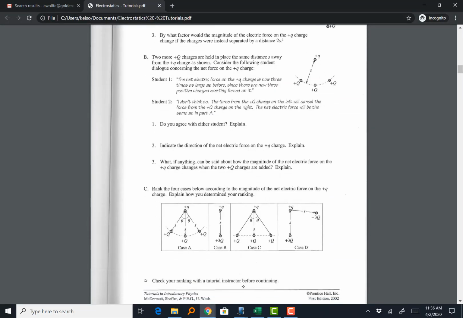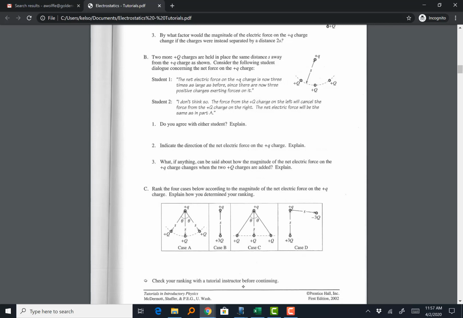Okay, and last, but certainly not least, we're going to rank these 4 cases according to the magnitude of the net electric force on little q, and as we are making this ranking, we'll be explaining why we're getting there in the first place. Okay, so the first part of this is actually not too bad.